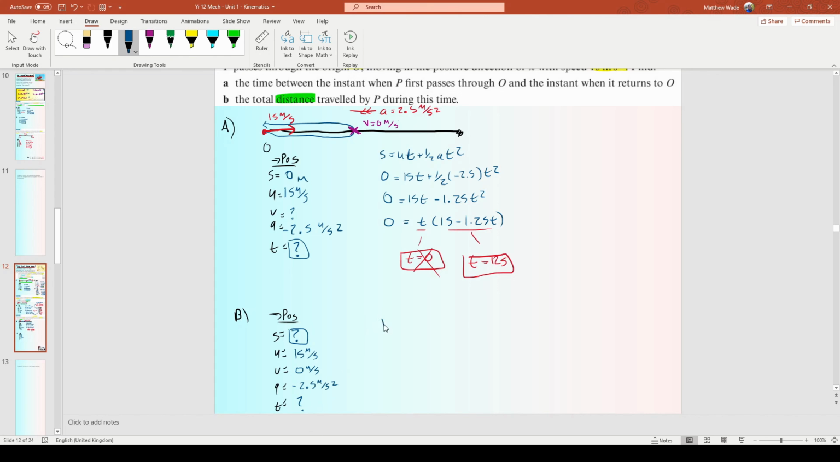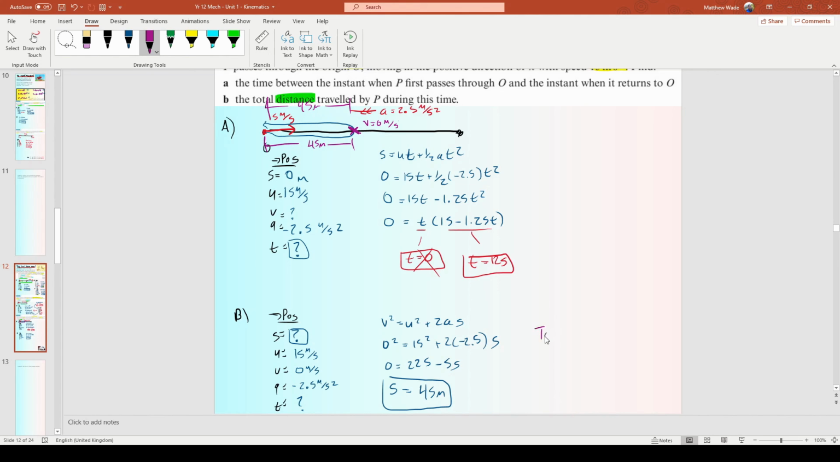Let's do it. V squared equals U squared plus 2AS. So 0 squared equals 15 squared plus 2 times minus 2.5 times S. So 0 equals 225 minus 5S, which means that S equals 225 divided by 5 equals 45. 45 meters. Now, is that the final answer? Well, no, because that means this is 45 meters to get to there, right? Which means how far is it back? Another 45. Yeah, got it. 45 meters back too, right?